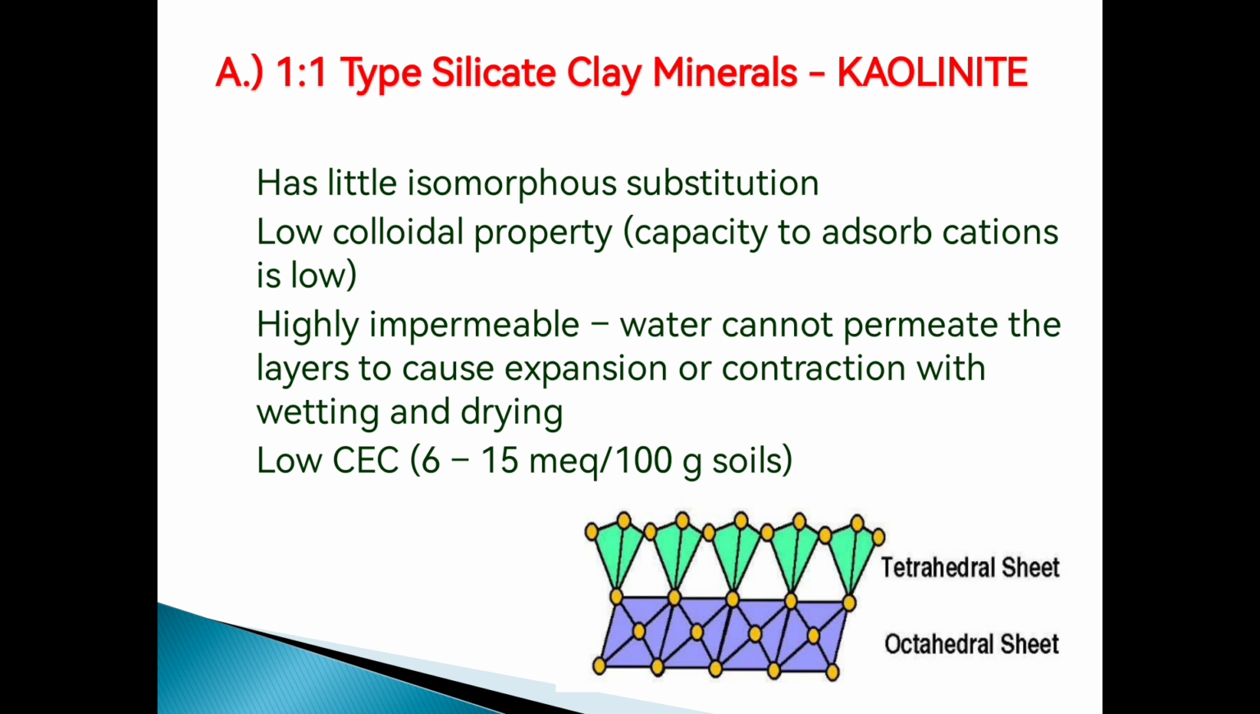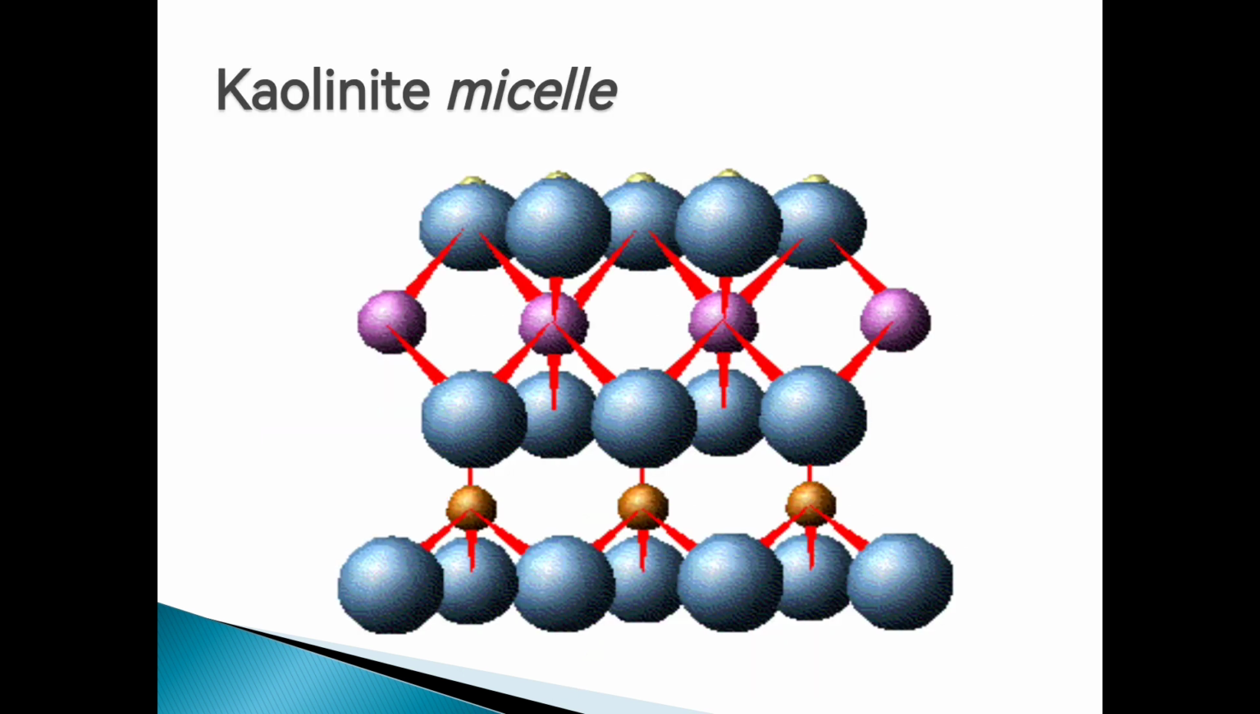It has low colloidal property, the capacity to absorb cations. It is highly impermeable, so water cannot permeate the layers to cause expansion or contraction with wetting and drying. And it has a low cation exchange capacity, which is an indicator of fertility, how fertile your soil is. So the CEC of kaolinite is only 6 to 15 milliequivalents per 100 grams of soil. So this is the kaolinite.